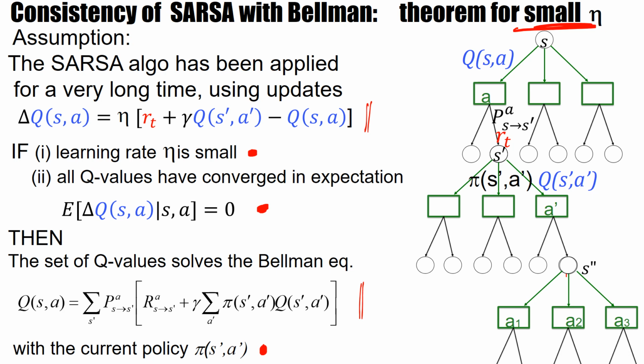And this is a cool result. It means you can play this online algorithm SARSA, which is very easy to implement. And if you do it long enough, and if you decrease the learning rate eta after some time so that it really becomes small, then in the end, you know it will converge to the Bellman equation. And by the way, where does the name SARSA come from? SARSA is just a sequence: state, action, reward, state, action. SARSA.